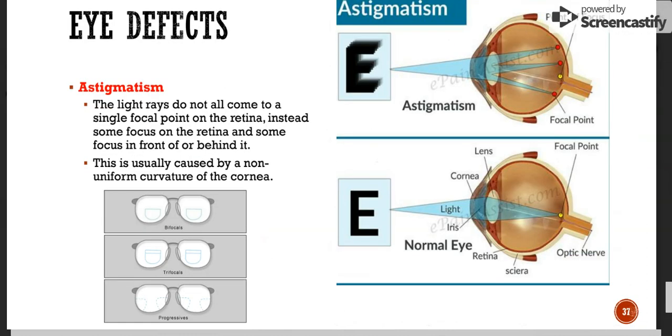Another eye defect that you might be familiar with is astigmatism. Astigmatism is more complex than the two that we've had before with nearsightedness and farsightedness. With astigmatism, the light rays do not at all come to a single focal point on the retina. Instead, some focus is on the retina and some focus is in front or behind it. This is usually caused by a non-uniform curvature of the cornea.